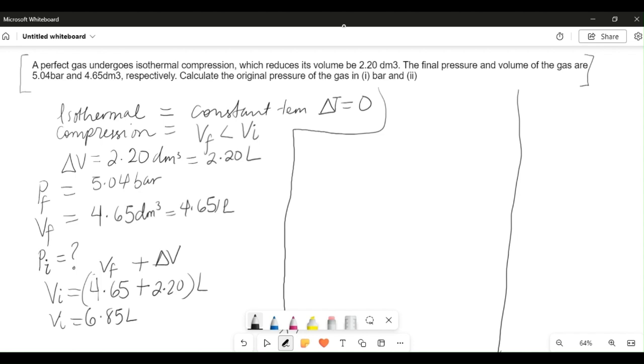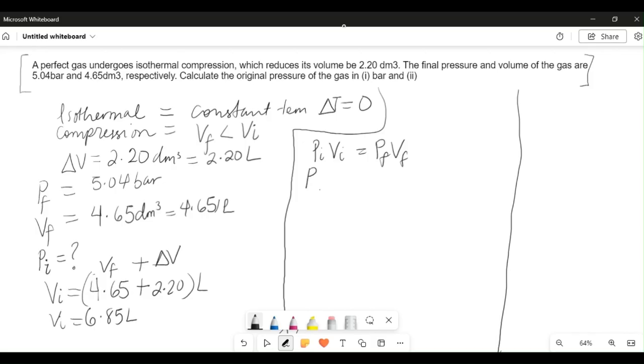They didn't say that here, but they did not tell us about a change in number of moles, so we're going to assume that's constant as well. What we're going to do is use Boyle's law formula, which is P initial times V initial equals P final times V final. So we're just going to input what we have.